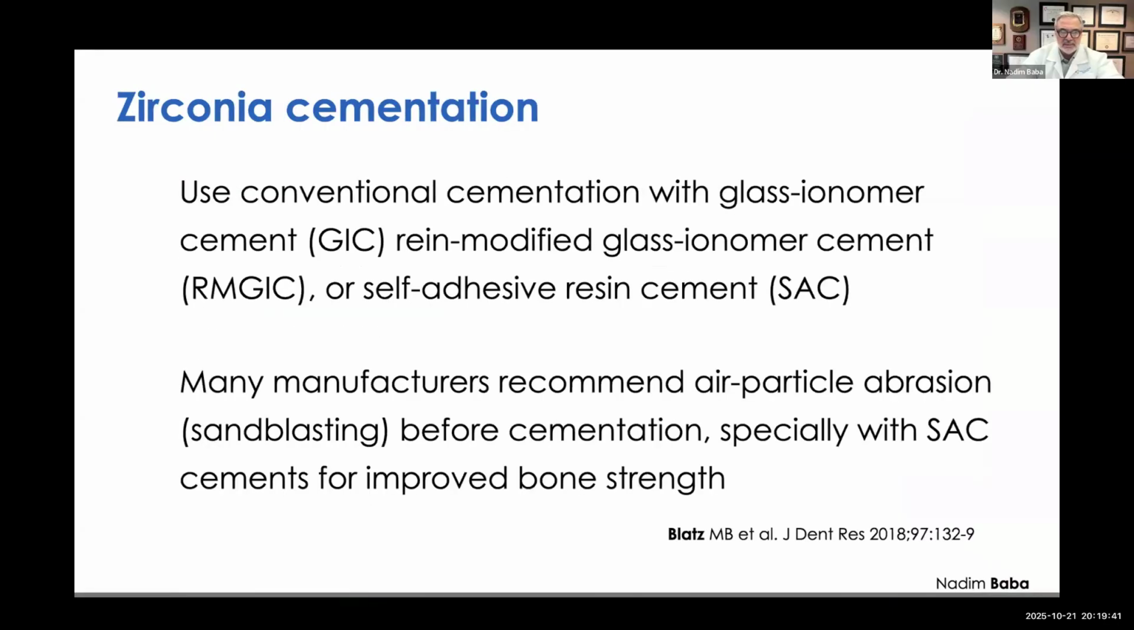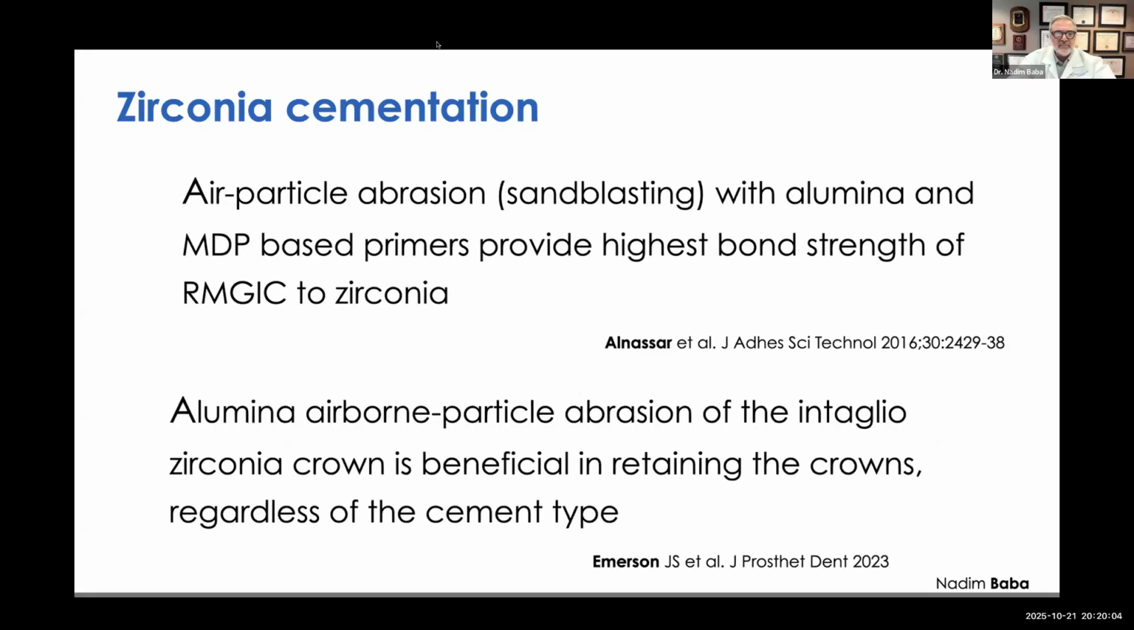And finally, I want to talk about cementation. What you want is to use conventional cementation with glass ionomer cement, resin-modified glass ionomer, or self-adhesive resin cement. Many manufacturers recommend air particle abrasion, or what we call sandblasting, before cementing, especially with self-adhesive resin cement for improved bond strength. Now, air particle abrasion with alumina and MDP-based primers provide higher bond strength of resin-modified glass ionomer to zirconia. Alumina airborne particle abrasion of the intaglio of the zirconia crown is beneficial in retaining the crown regardless of the cement type.